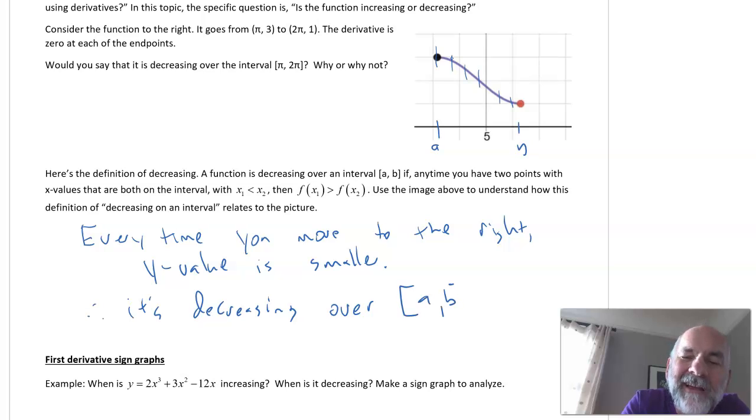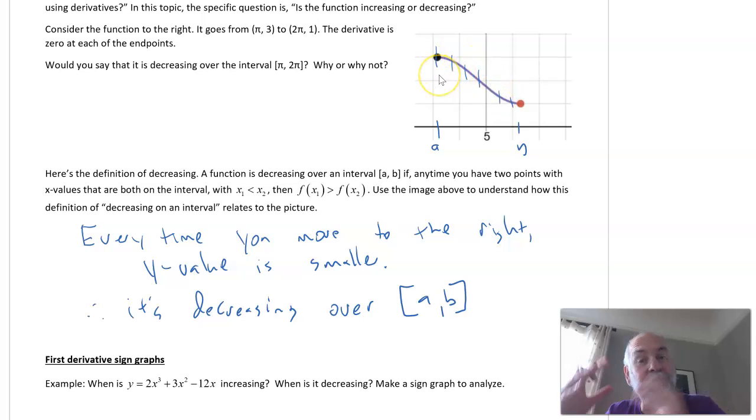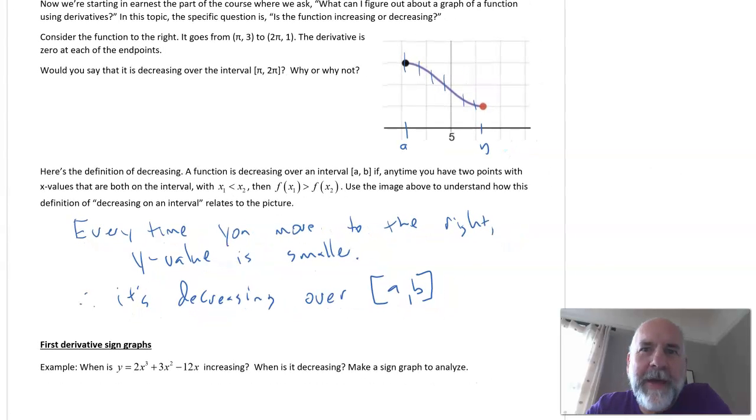And I know some of you might say, I don't think it should be decreasing at point A. And we're not saying it's decreasing just at that point, but we're saying it's decreasing for all the points considered as a whole between A to B. Okay, that's the way it goes. If you disagreed with that, you can take it up with mathematicians somewhere.